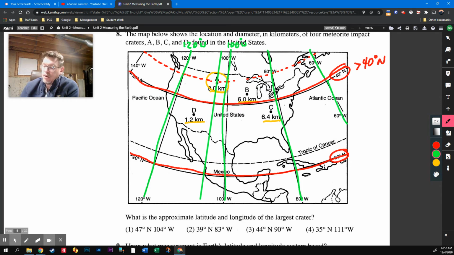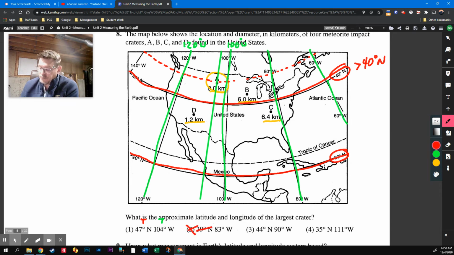All right, so looking at my options, let's go through a true or false. Option number 1, is the latitude greater than 40? Yes, it is. That's true. Is the longitude in between 100 and 120 west? That is also true. So I'm going to guess that's probably our answer. Let's continue on. Option number 2, 39 degrees. Is that greater than 40? No, that's false. Number 2 is out.